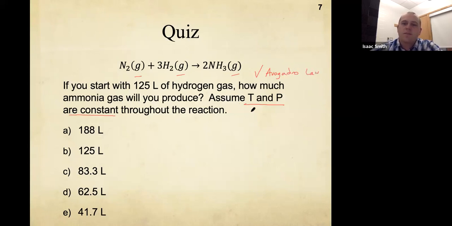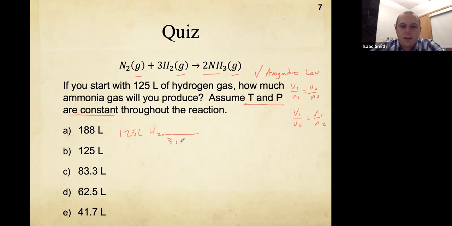Right, that's going to work for us. Avogadro's law tells us that V1 over N1 equals V2 over N2. If you rearrange it, you could say that V1 over V2 equals N1 over N2. So the molar ratio is going to be equal to the volume ratio. So if we start with 125 liters of hydrogen, we can convert to liters of ammonia just using the mole to mole ratio or the volume ratio, because they're equal, because we can use Avogadro's law.